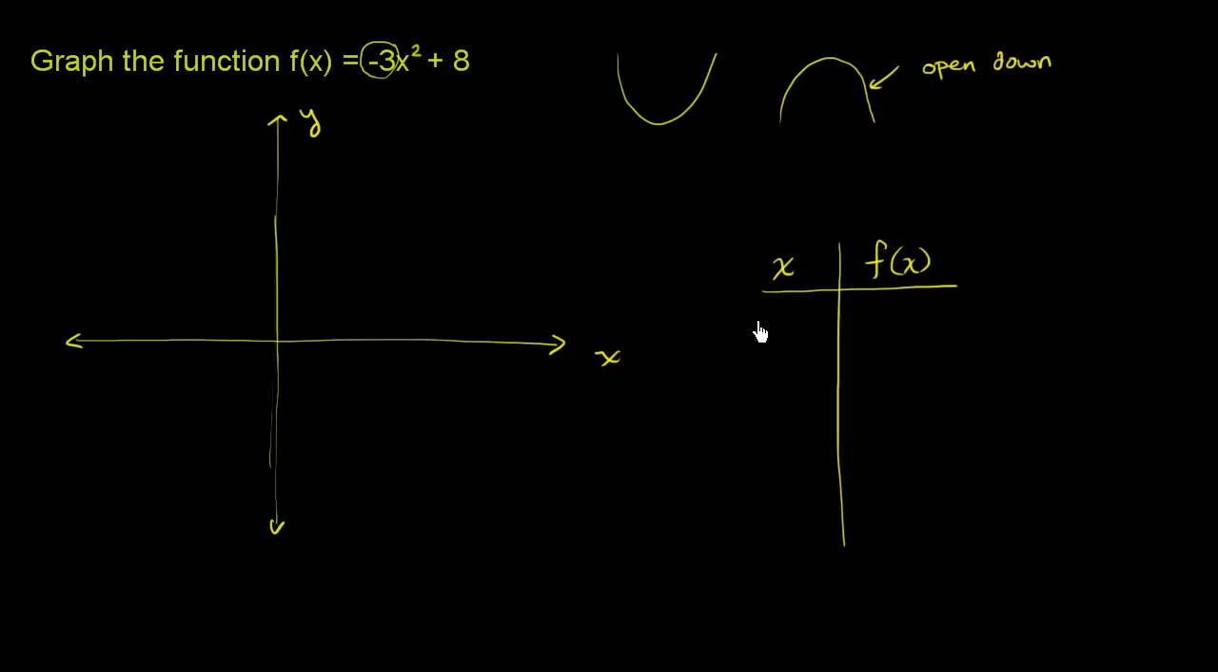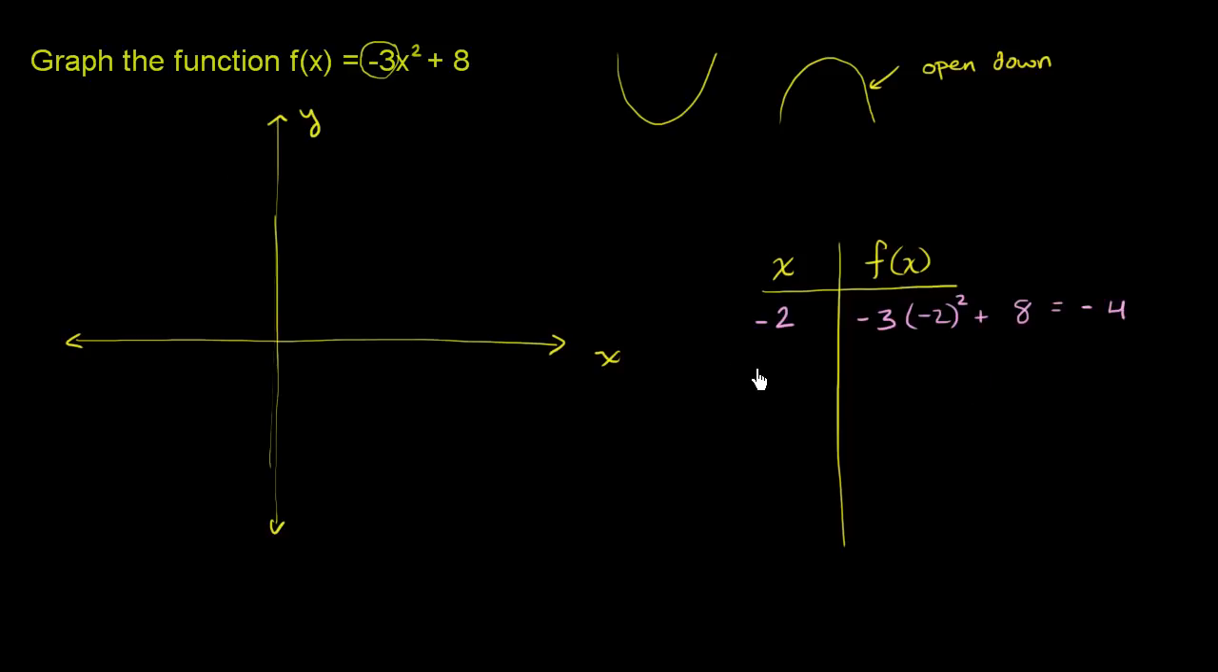So let's try first what happens when x is equal to negative 2. I'm just picking numbers that will be relatively easy to compute. When x is equal to negative 2, what's f of x? Well, f of x is going to be negative 3 times negative 2 squared plus 8, which is going to be equal to, let's see, negative 2 squared is positive 4. But then we multiply that times negative 3, which gives us negative 12, plus 8 gives us negative 4.